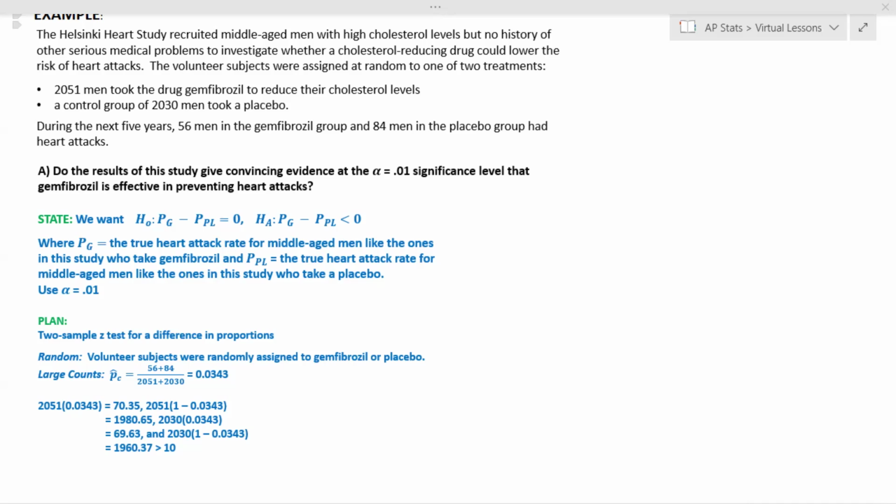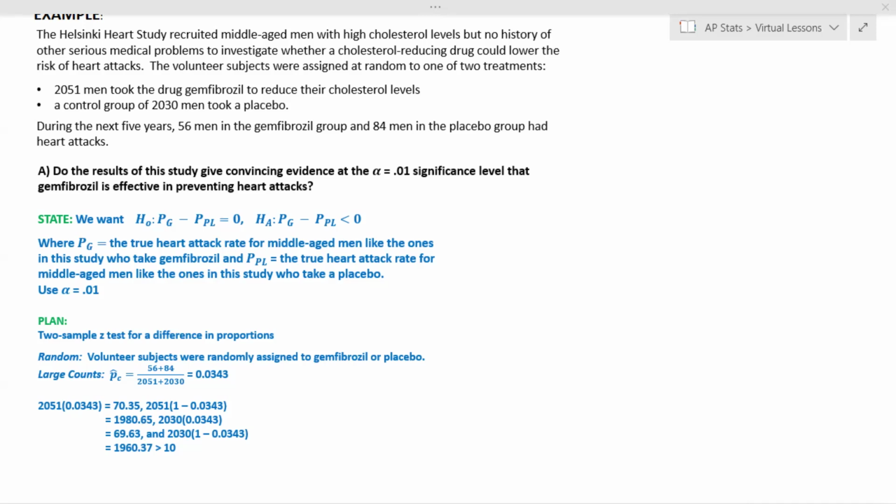But had they been, then yes, you would have had to show the check for the 10% condition. Then for the large counts, first thing we're going to do, since the null assumes that there is no difference, you have to calculate the combined proportion. And then you have to get the number of successes and failures for each sample based on that combined proportion, not the sample proportion, and show that they are all greater than 10, of which they are.